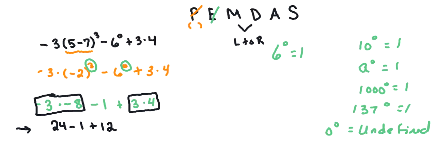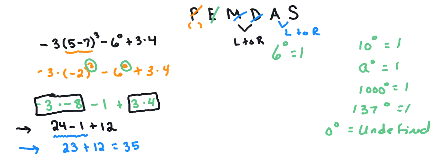So the last thing we need to do is look at our adding and subtracting. And again, that is left to right, whichever comes first. So I'm going to start at the left side and I'm going to make my way to the right. So here I've got 24 minus 1, which is 23. To that, I'm going to add 12, which will give us our final answer of 35. Ta-da! We did it! Yay!